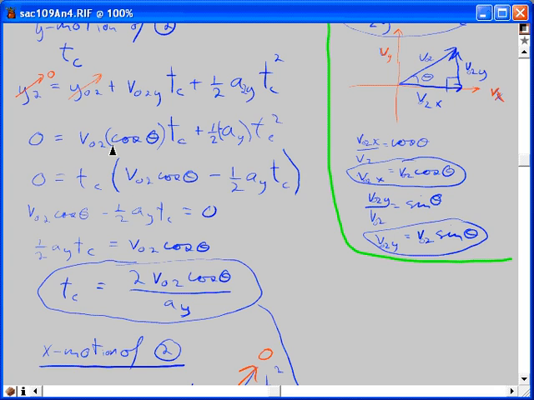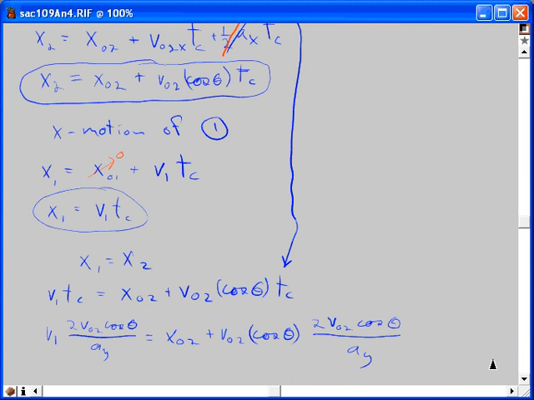I think we got a mistake up here. This was for the y motion. V02y is V02 sine of theta. Let's fix that mistake everywhere. So sine, sine, sine, and one more place, sine. So when we substitute that in here, it gets substituted in with the sine. That would have been too easy.